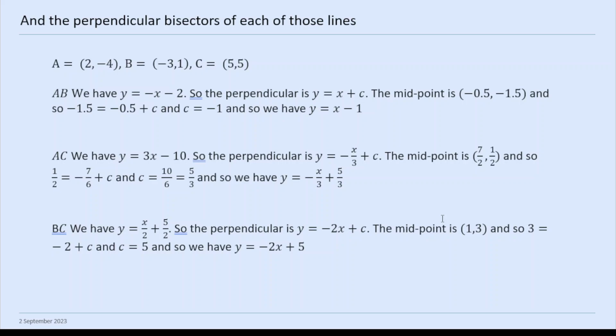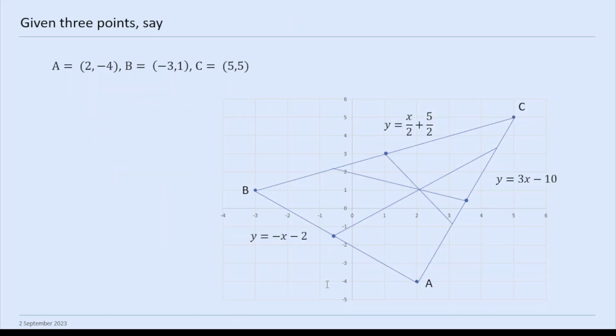Okay, BC, we already have y equals x over 2 plus 5 over 2, and so the gradient is the negative reciprocal of a half, so it's minus 2. So y equals minus 2x plus c. The midpoint of BC is 1, 3. So the average of 5 and minus 3 is 1. The average of 5 and 1 is 3. So we substitute that in, and we get 3 equals minus 2 plus c. C is 5. So the equation is y equals minus 2x plus 5 of the perpendicular.